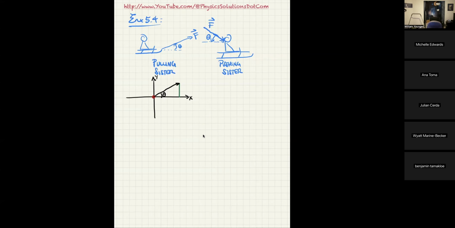Now, on the pushing diagram, it's more or less the same thing, but there's a little difference that hopefully you all have already figured out. So, in this case, we have the force acting downward like this. Oop, why did this just disappear?